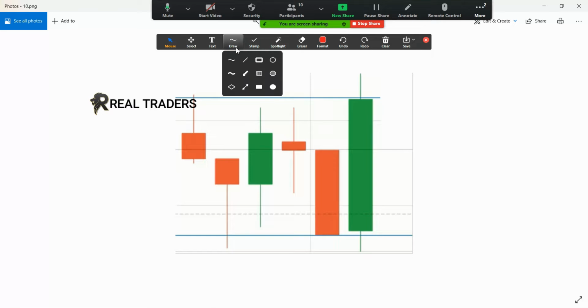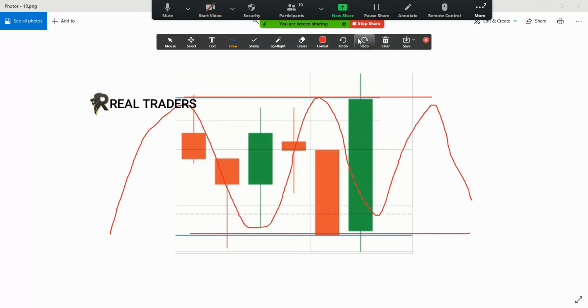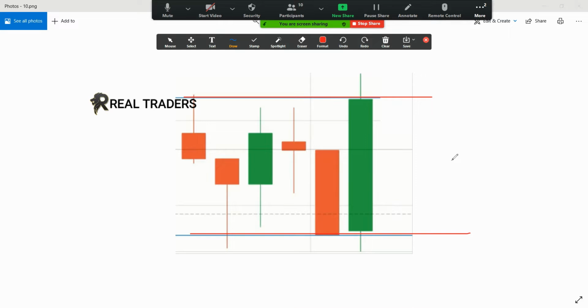Okay, so here this is a ranging market. The market is moving in this range. So what will happen here? Can you tell me? Sellers will enter. Sellers, why?